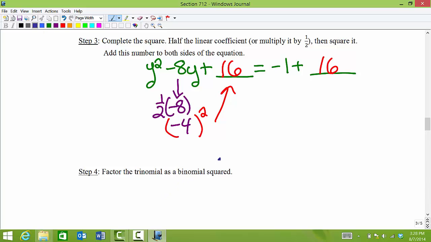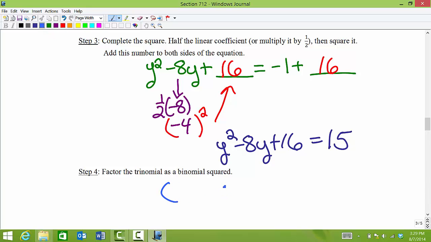Now we get y squared minus 8y plus 16 is equal to a positive 15. Our whole purpose was to make this perfect square trinomial so that it factors as a binomial squared. So when we go to factor this, let's do the faster way. We know we're going to write it as a binomial squared. The left-hand side should factor as that binomial squared, and the constant will be on the other side.